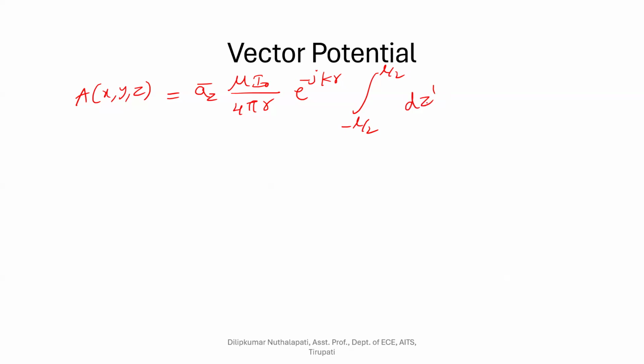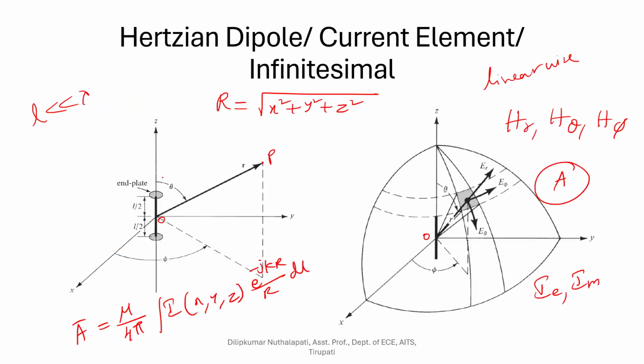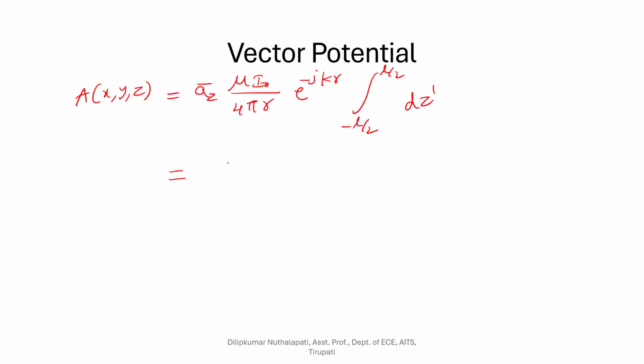If we make the total length L, then from the figure we can see that the length is divided from minus L by 2 to plus L by 2. With that consideration, we can get the final vector potential by integrating the value. Then we get A equal to az mu I naught L by 4 pi r into e power minus jkr.